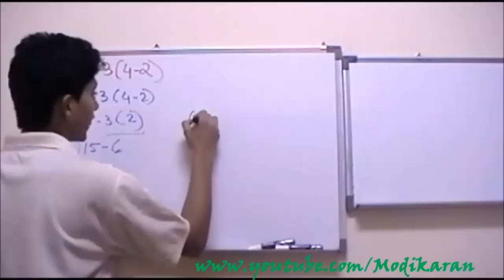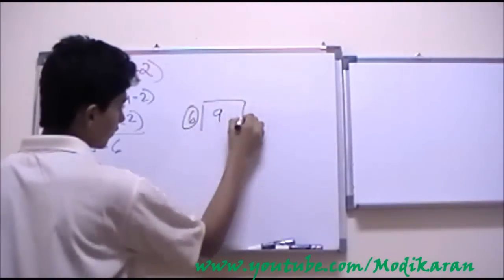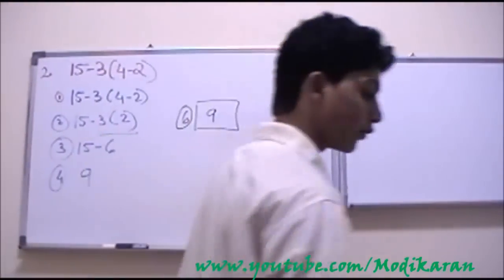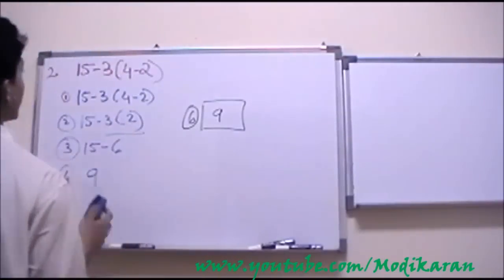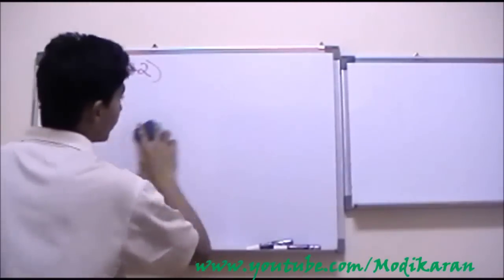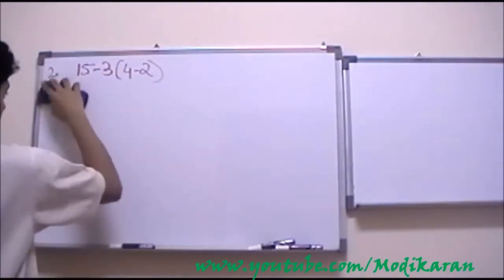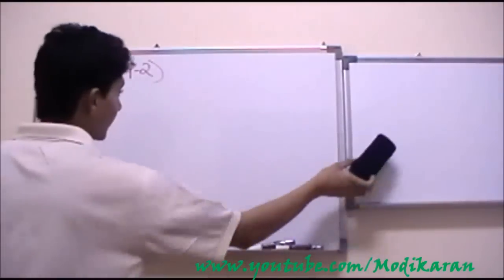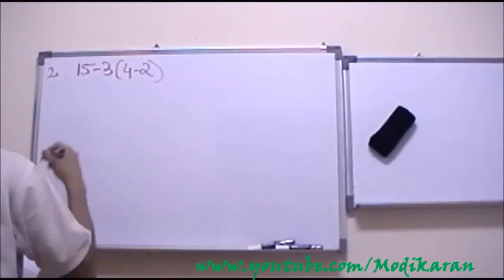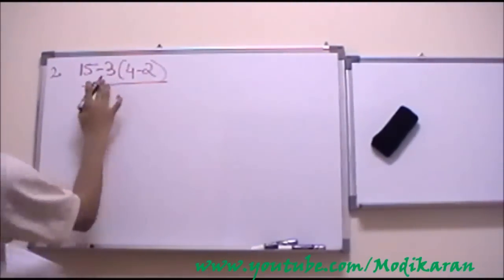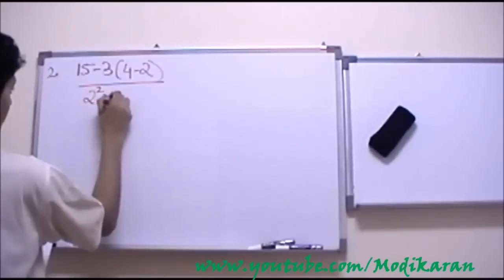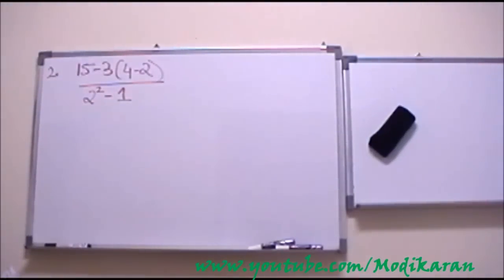Okay. Last step, 9. Okay. So let's go ahead and solve one more example. Now in this example, what we'll do is basically add one more equation to this problem over here. Okay, how are we going to do that? Well, all we need to do is divide this equation by 2 squared minus 1 and see how the answer changes.